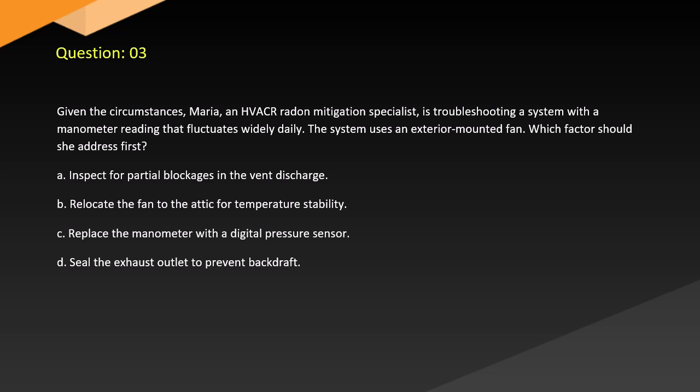A. Inspect for partial blockages in the vent discharge. B. Relocate the fan to the attic for temperature stability. C. Replace the manometer with a digital pressure sensor. D. Seal the exhaust outlet to prevent backdraft.